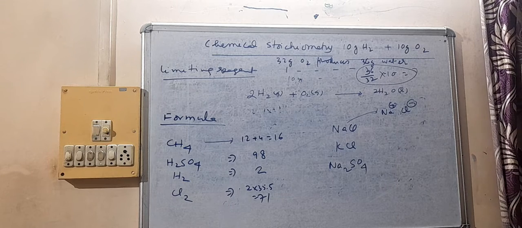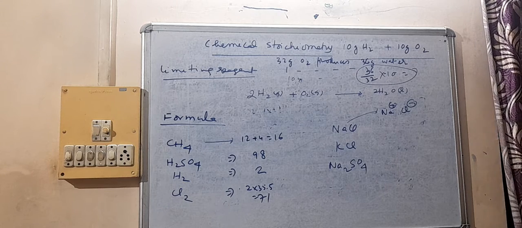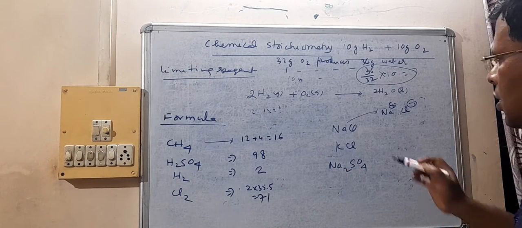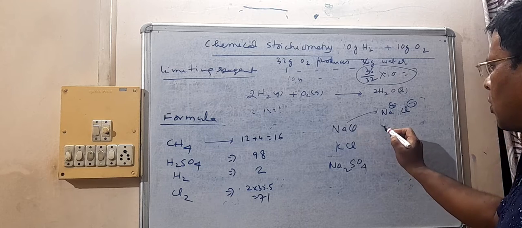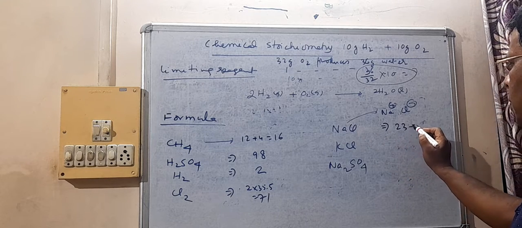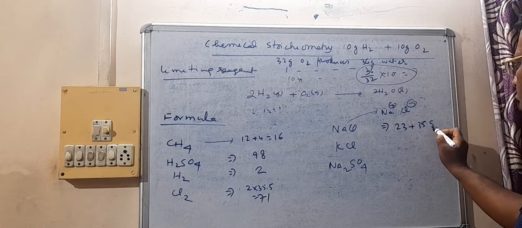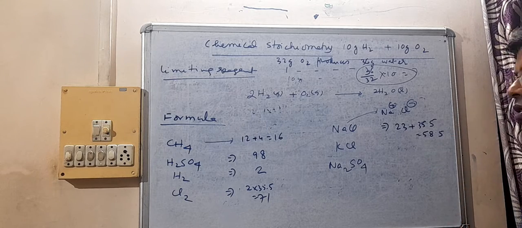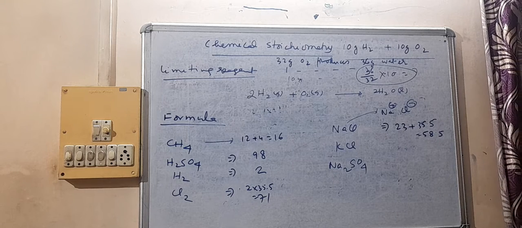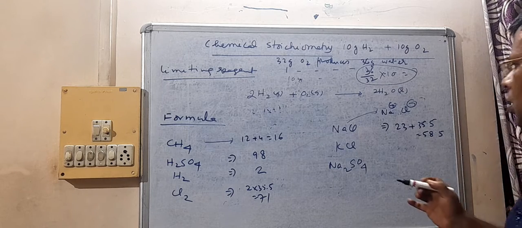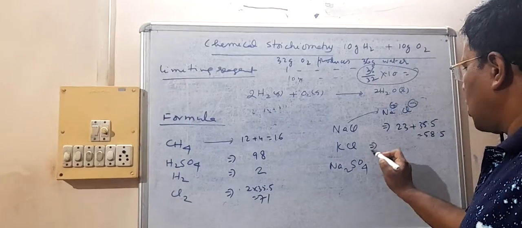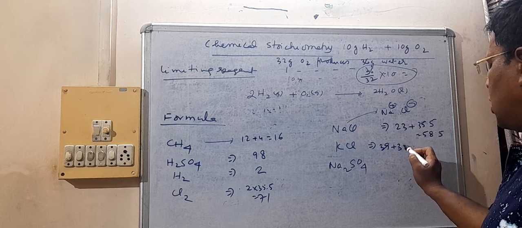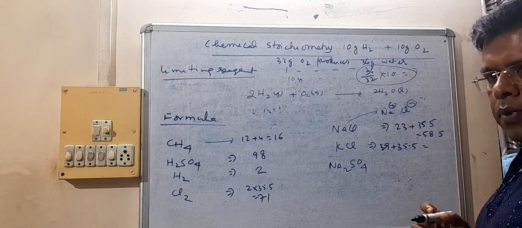For ionic compounds, we talk about formula mass. Suppose the formula mass of sodium chloride is 23 plus 35.5, that is 58.5. 58.5 is the formula mass of sodium chloride. The formula mass of potassium chloride will be 39 plus 35.5, and so on.